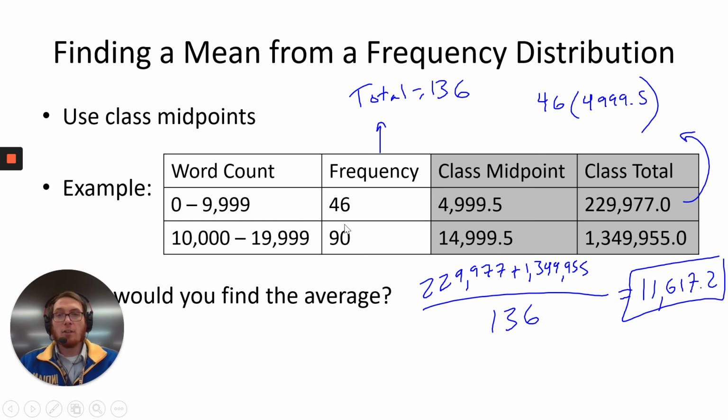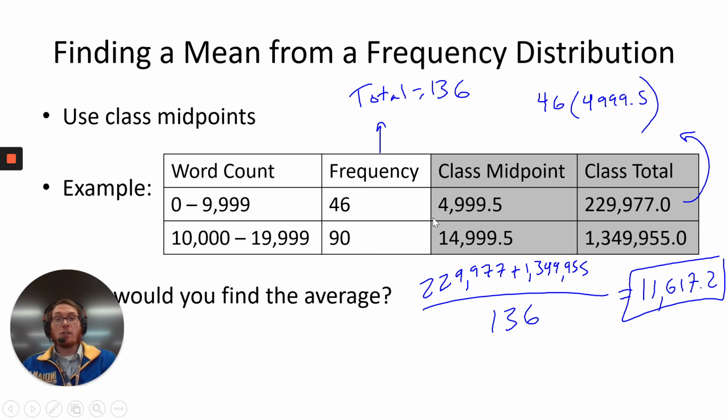Okay, so in white here is what will be given to you. You'll have to find the gray part. So the first thing to do is to find the class midpoint. I add up 0 and 9999, divide by 2, and I get this number, 4,999.5. Take 10,000 and 19,999, add those together, divide by 2. That's how I get this class midpoint. First step, find the class midpoints.